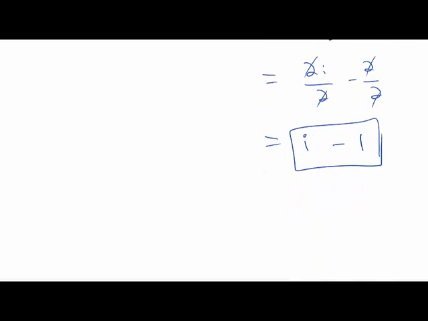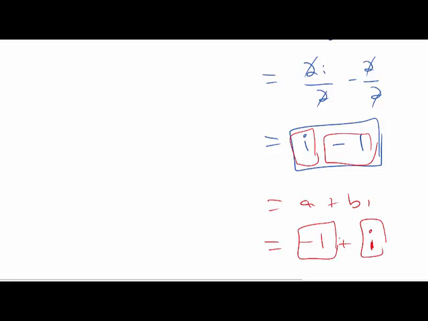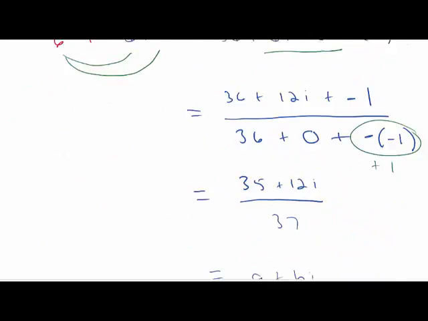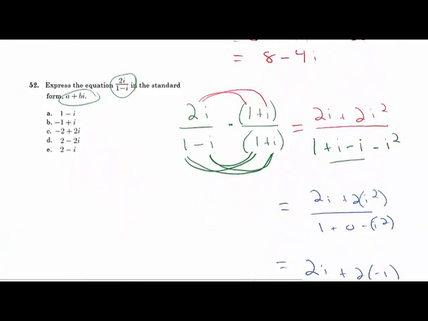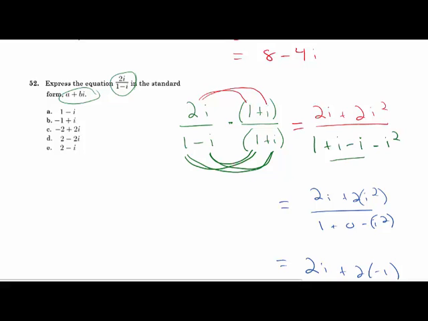Or if it was in the form of the expression a plus bi, that a equals negative 1 and that b just equals 1. So this would equal minus 1 plus i. Right? Because that i right there and that negative 1 is right there. All right, so negative 1 plus i, and that's b. Sound good?